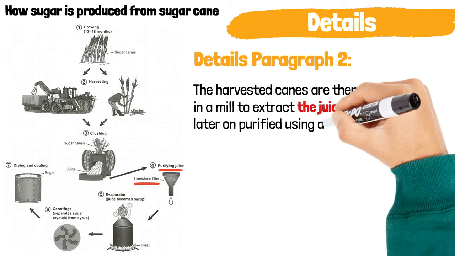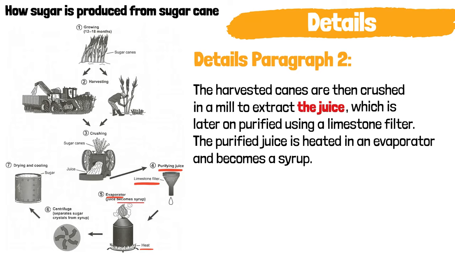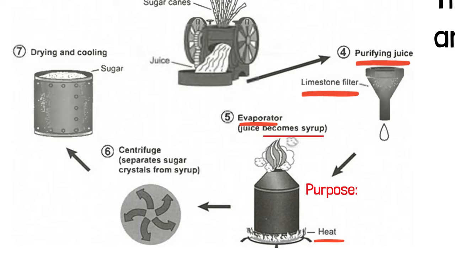So in step 5, the purified juice is heated in an evaporator and becomes a syrup. Now, if you describe every single step as simple like this, you may be unable to reach the required minimum word count of 150 words. We can make this sentence longer by adding the purpose of this step. Ask yourself, why is the juice heated in an evaporator? Of course, it is in order to turn the juice into a syrup.